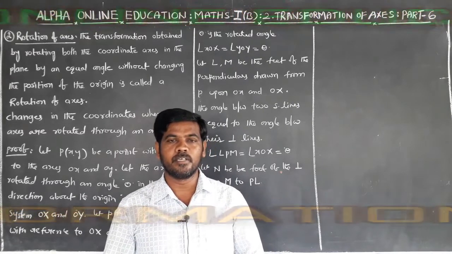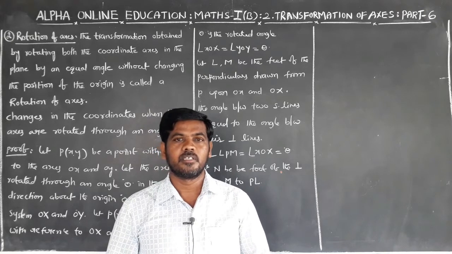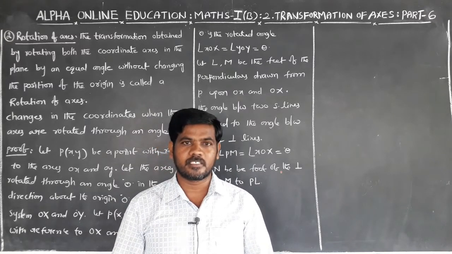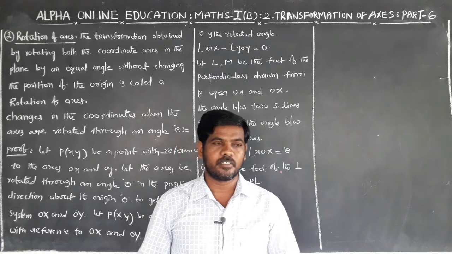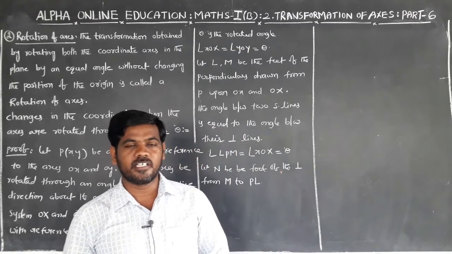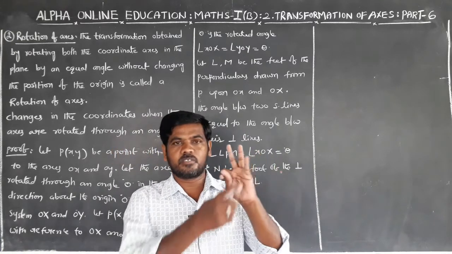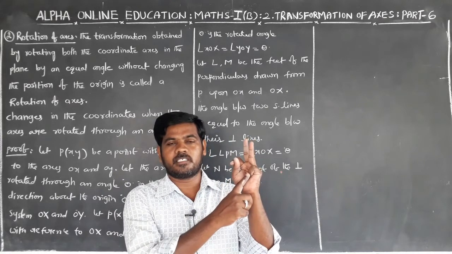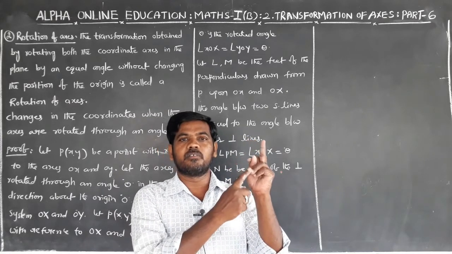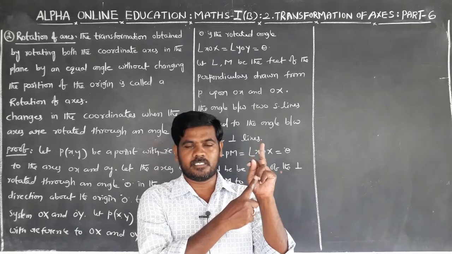Mathematics 1B, second chapter, Transformation of Axes. Second definition: axes are changed in three ways. First one is translation of axes, completed. Second one is rotation of axes.